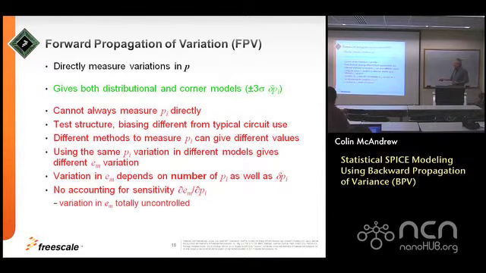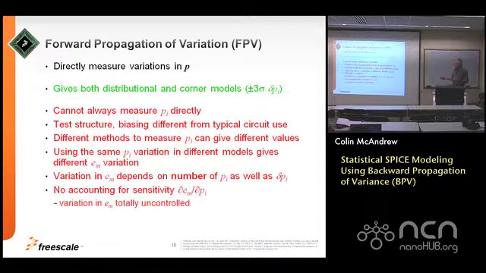The variations in the electrical performances depend on the number of parameters, and I'll show you that later on. And the main thing is there's no accounting for the sensitivity. I'll say this again and again. If I go into the corner models and put fixed variations in the delta P's, then given that the sensitivities change with each circuit, each geometry, each bias that I have in the transistors, I get different predictions for what the variability of the circuit performances is.